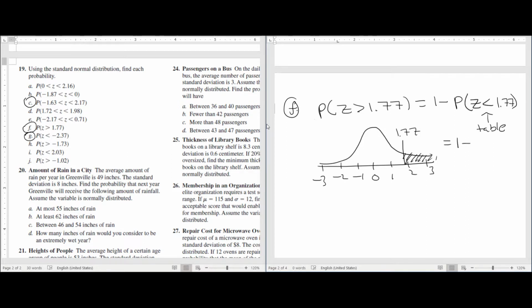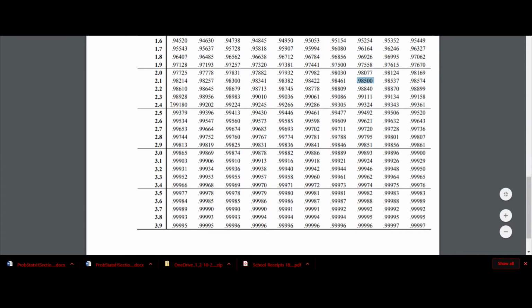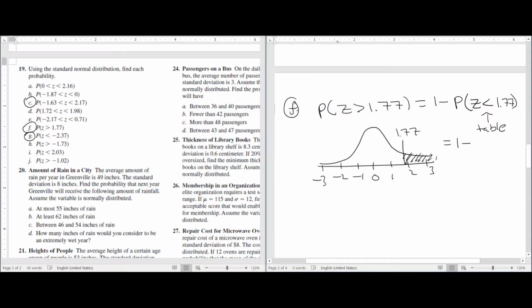All right, so we're going to do 1 minus the 1.77. We're going to look that up on the table now. So 1.77. 1.77 is over here. 0.9616, we'll round that. 0.9616. All right, so we'll go ahead and calculate that. You get 0.0384. And that's your probability for F.